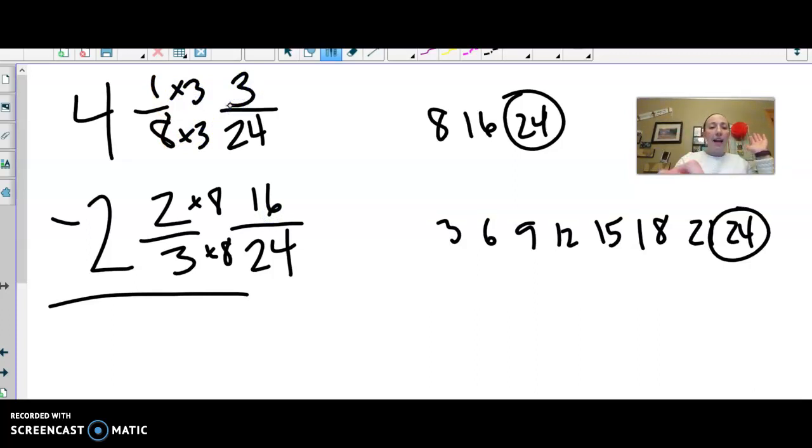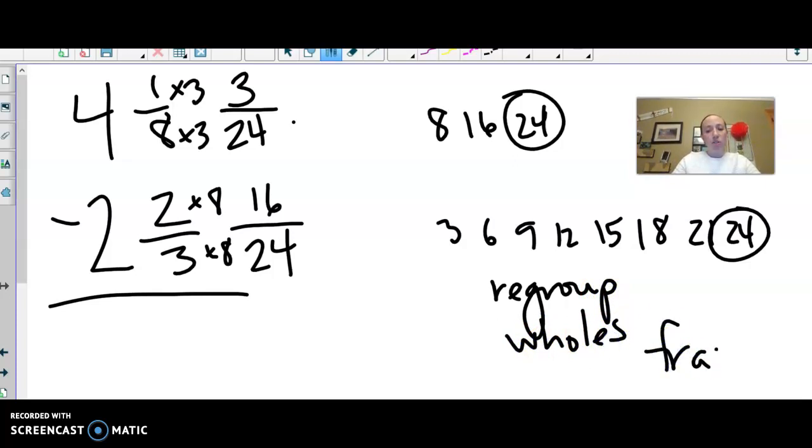Whoa, hold on. I cannot do 3/24, take away 16/24. My top fraction is smaller. So here's where I need to regroup. So on your notes, it says sometimes we need to regroup when we subtract mixed numbers. We need to take one of the wholes and turn it into a fraction. So on your notes, it's regroup, turn one of the wholes into a fraction. So I would write this down so you can see what it looks like. So I'm going to take one of the wholes. So now I only have 3 wholes. And I'm going to add on a whole over here.